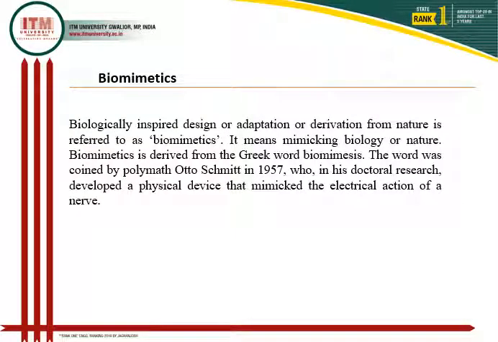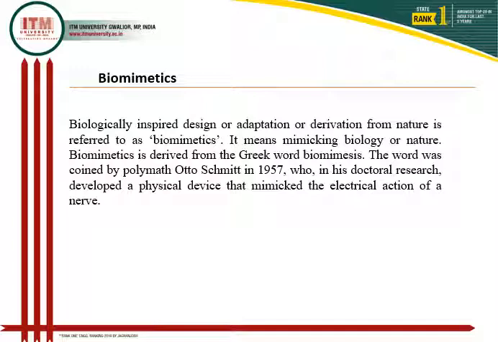The term given to this, lessons from nature, is biomimetics: biologically inspired design or adaptations or derivation from nature. This is called biomimetics. Copy from there, inspiration from there. It means mimicking biology or nature. Biomimetics is derived from the Greek word biomimesis.